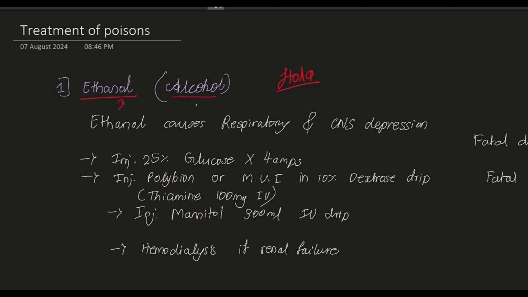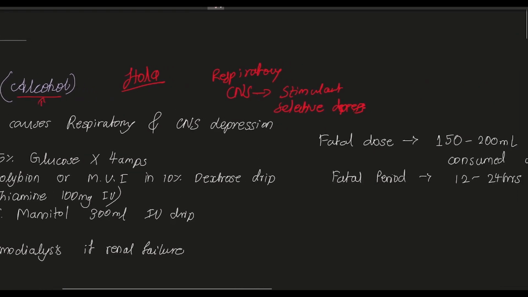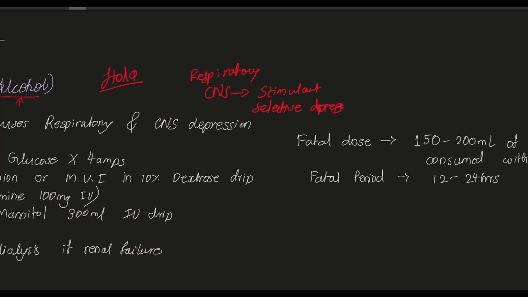Ethanol is commonly known as alcohol. You guys might know better than me. Ethanol is a respiratory system and CNS depressant. Actually speaking, it is commonly a CNS stimulant, but a selective depressant.